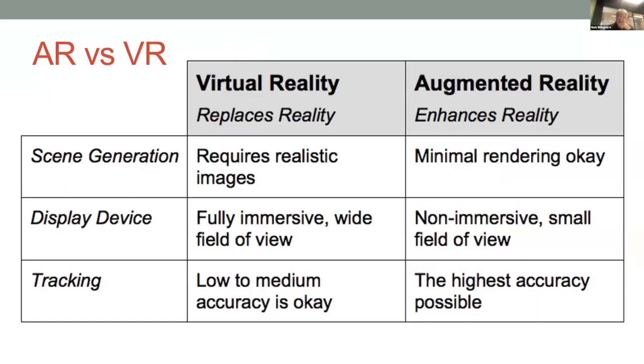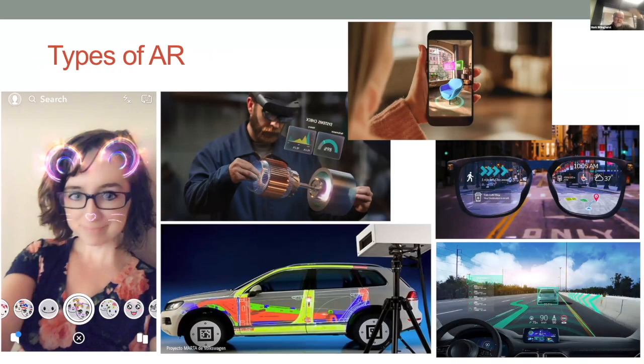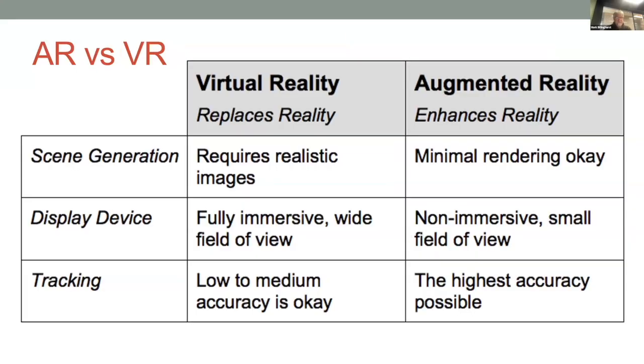There's also a key distinction between AR and VR. So with VR, the design goal is to replace reality, and with AR, it's to enhance reality. So you can see in terms of the scene generation, display device, and the tracking, there's some interesting contrast. In VR, you want to have very realistic scene generation, whereas with AR, even very minimal rendering is okay. So if I go back to this picture here of these smart glasses, even if we just got a little piece of text or arrows on the glasses, that is useful for us. With VR, the display device has to be very wide field of view and a very immersive experience. With AR, you can have a non-immersive display and a quite small field of view if you want to as well.